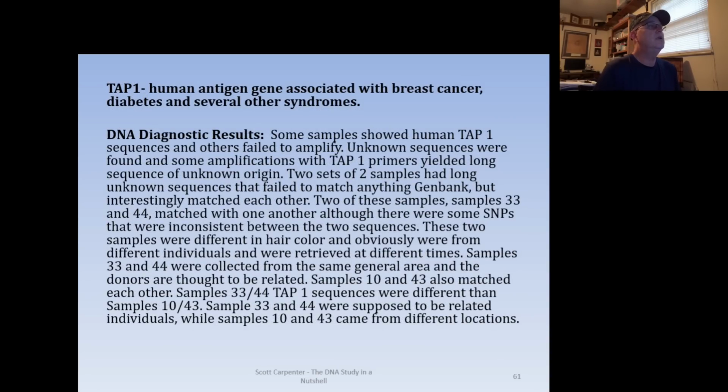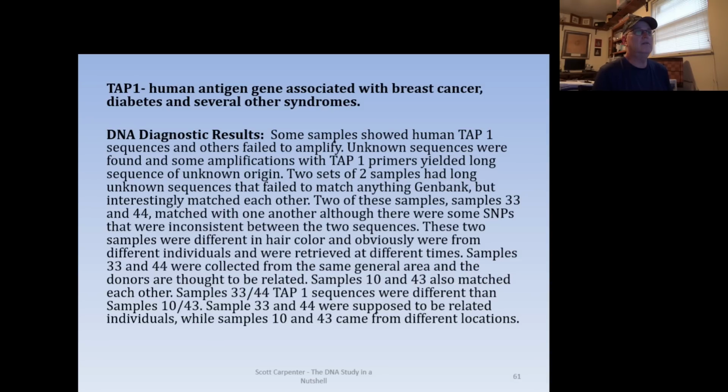The TAP1 human antigen gene is associated with breast cancer, diabetes, and several other syndromes. When they used the primers for this gene, some of the samples showed the TAP1 sequence and others failed to amplify. Unknown sequences were found in some amplifications with TAP1 primers, which yielded long sequences of unknown origin.